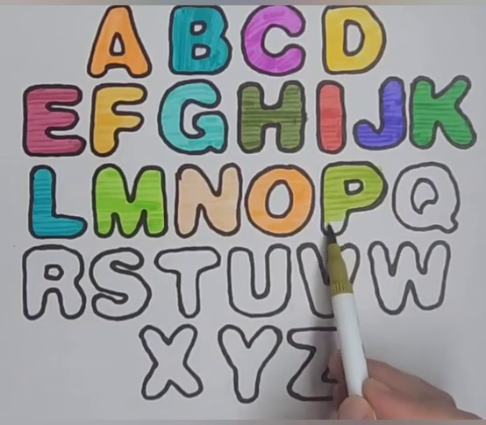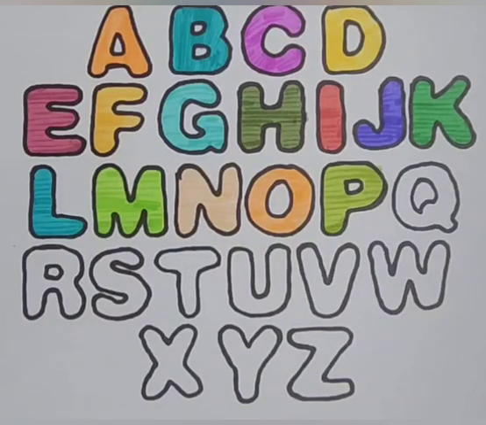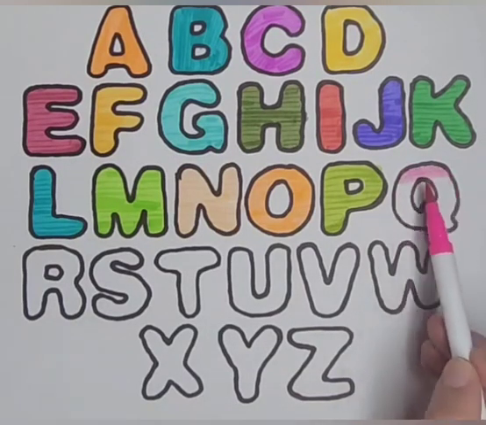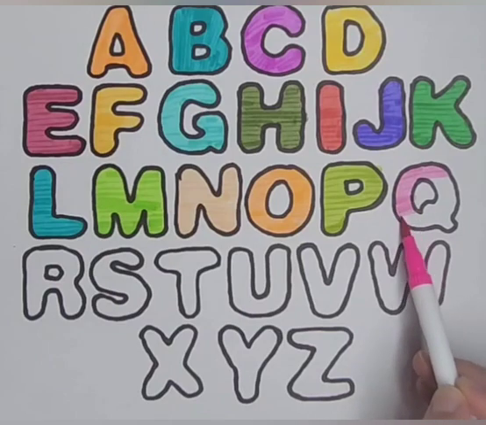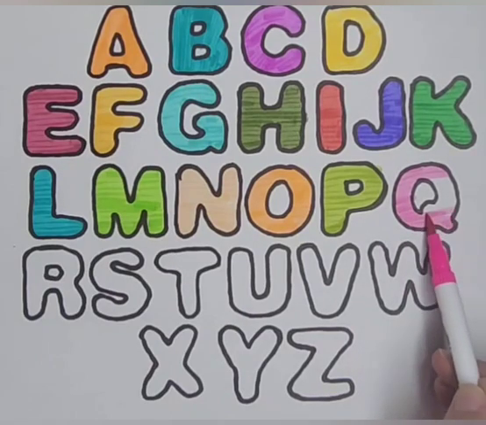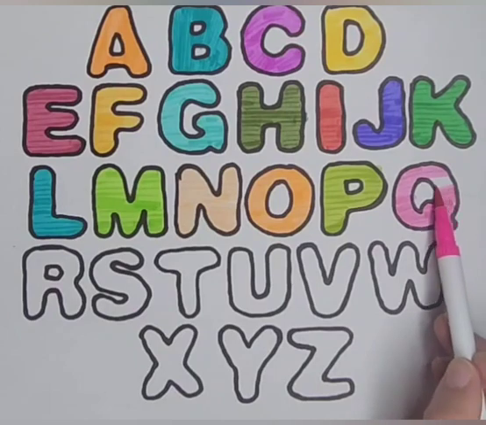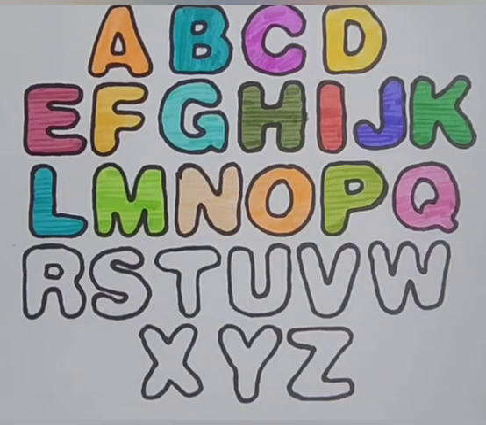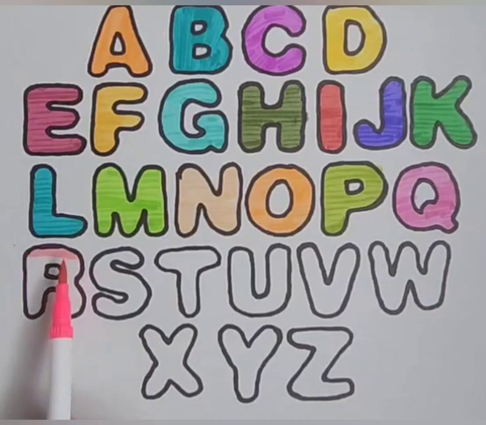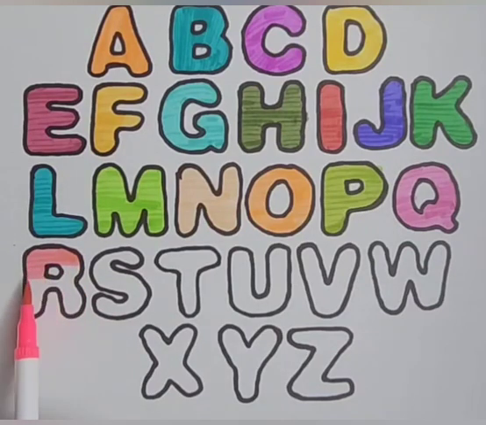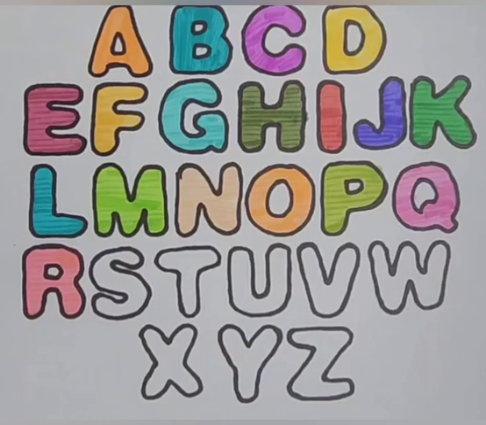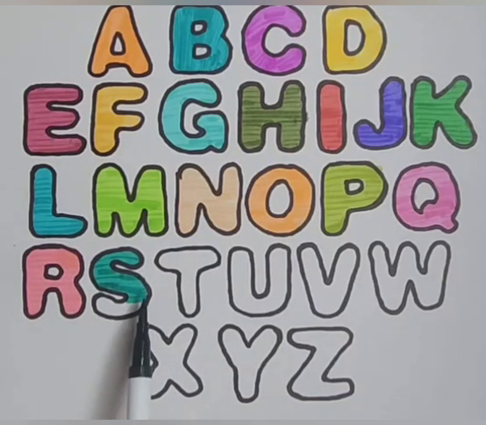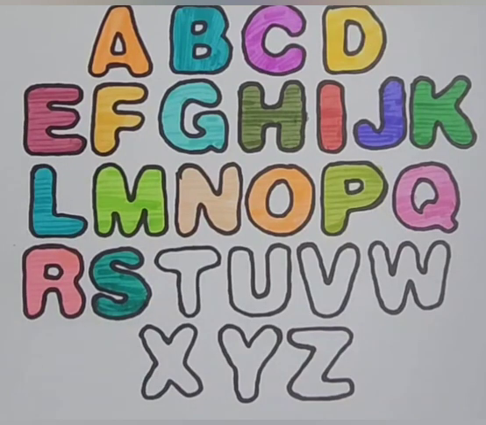Green P. P is for penguin. Pink Q. Q is for queen. Pink R. R is for ring. Green S. S is for sun.